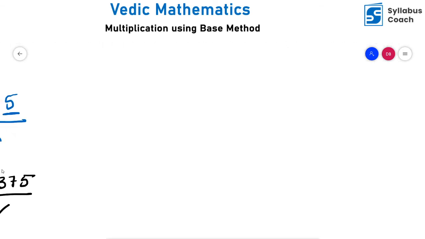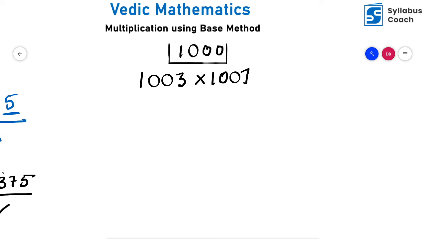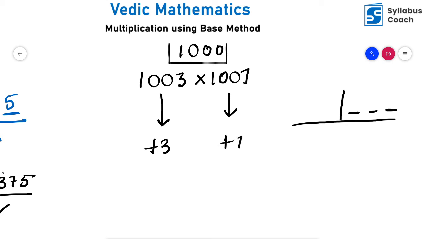Let's go to the next question now. Most of you must be thinking that it is very difficult when you have to multiply different numbers like 1003 and 1007, right? So in this case, the question is very simple. The base is going to be 1000. So the answer would consist of two parts. The first part is 3-digit on the right hand side, right? So let's begin now. 1003 is 3 more than 1000 and 1007 is 7 more than 1000.